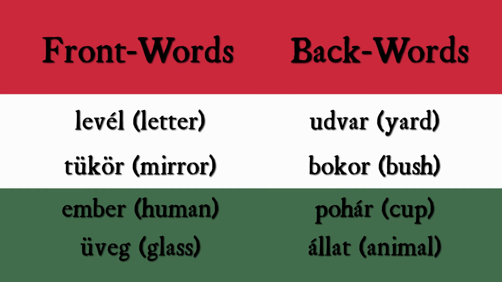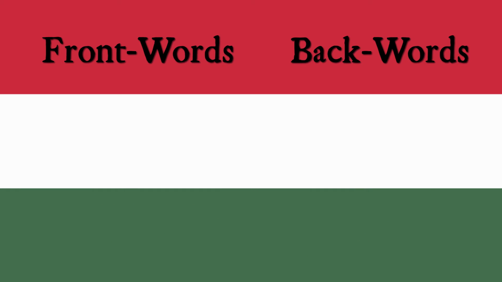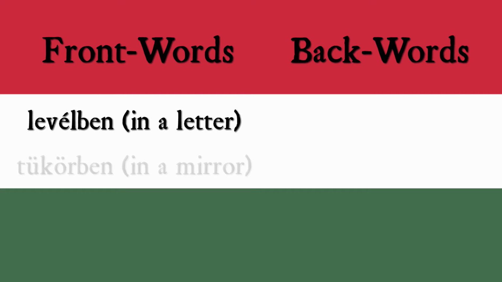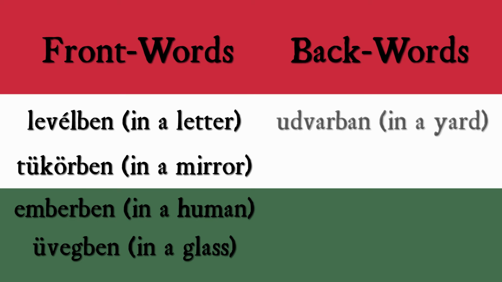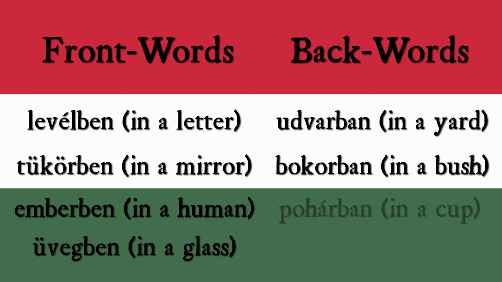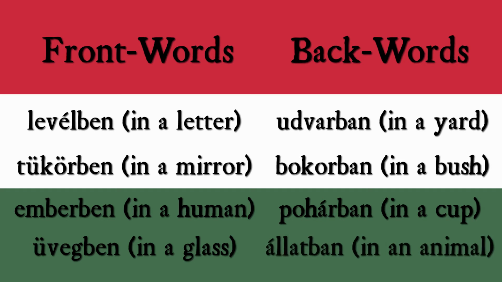Now let's take the suffix ben/ban, which means in. The ben is what we use for front words, since it has an e in it, and the ban is what we use for back words, because it has an a in it. We can attach these to our original words. For the front words, we say levélben, tükörben, emberben, üvegben. On the other hand, for the back words, we say udvarban, bokorban, pohárban, and állatban.